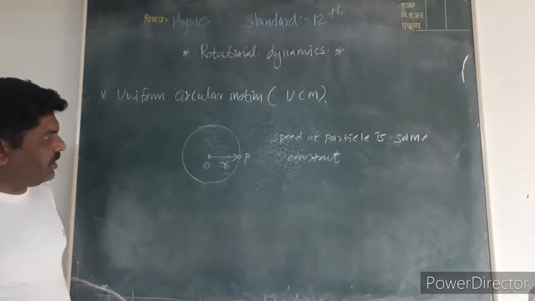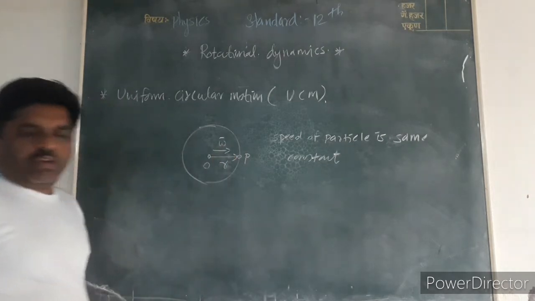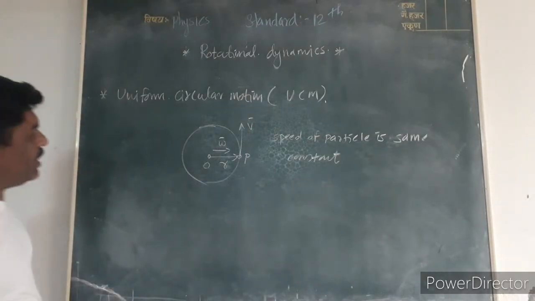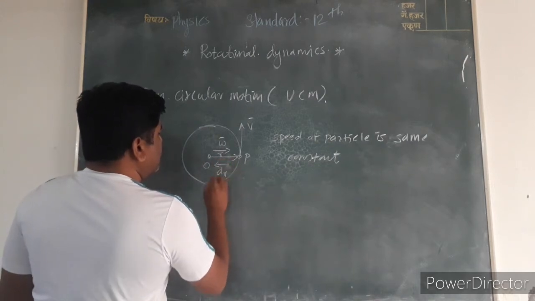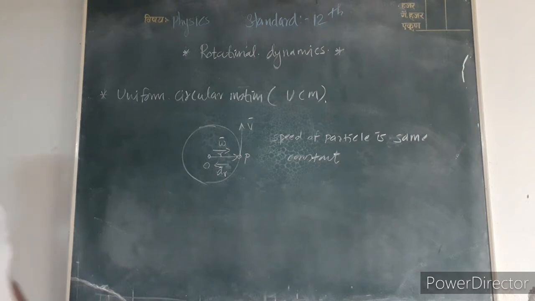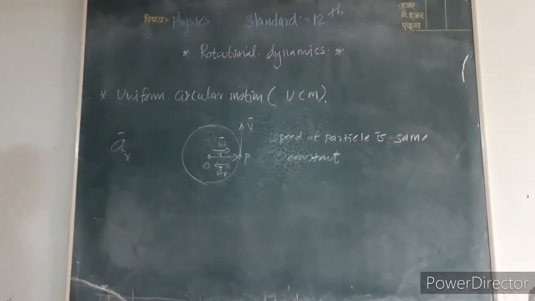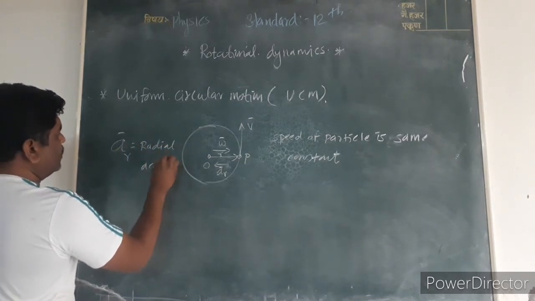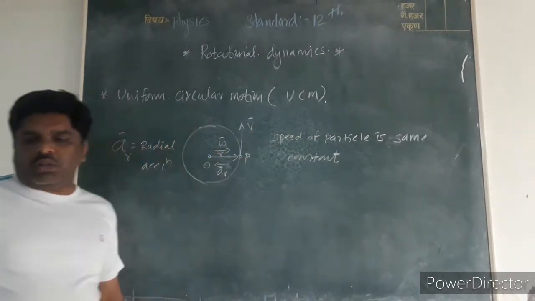Now this is the direction of the radius vector. Also, this is the direction of angular velocity. This is the direction of linear velocity, but this is the direction of acceleration, opposite to the direction of angular velocity, and that acceleration a_r bar is called radial acceleration, and this radial acceleration is constant in uniform circular motion.